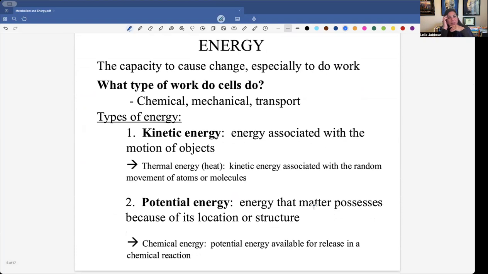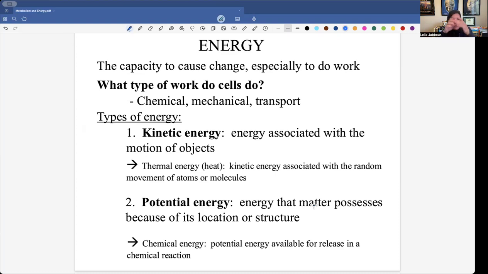Okay. So the capacity to cause change, especially to do work, is what energy does for us. With energy, we can do things. We can move. We can create something. So let's see here. What type of work do the cells do? So it can be chemical work, mechanical work, or movement, transport.